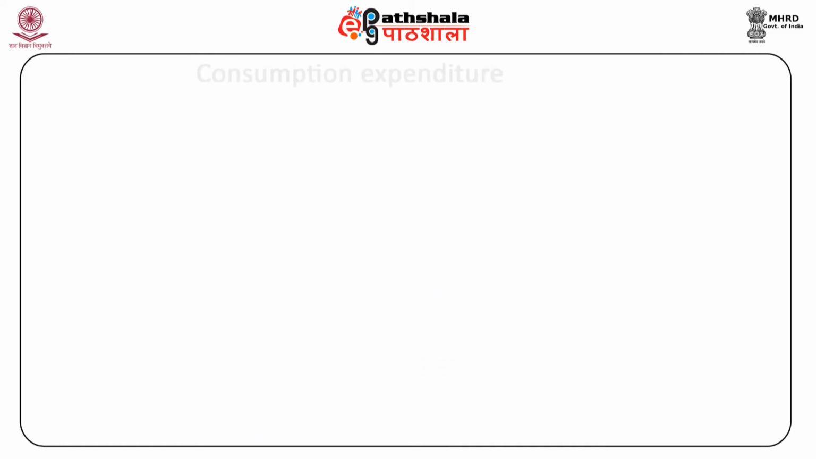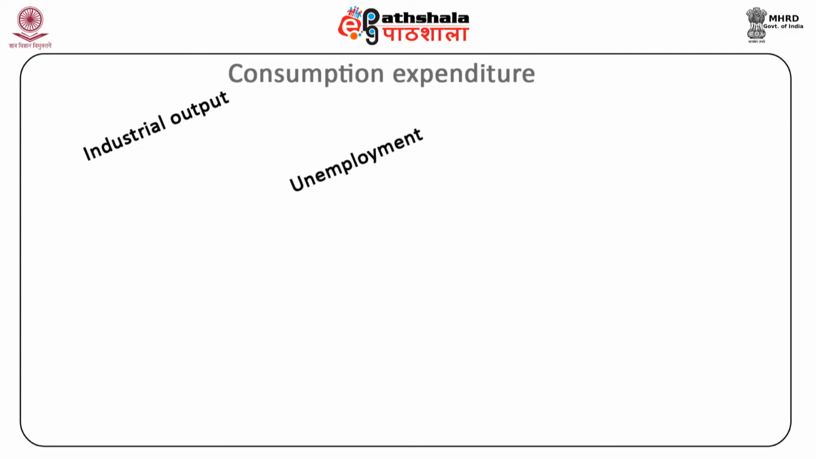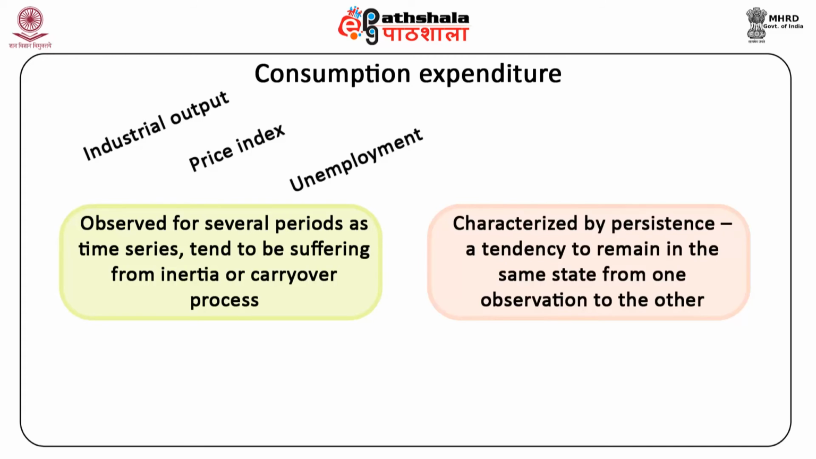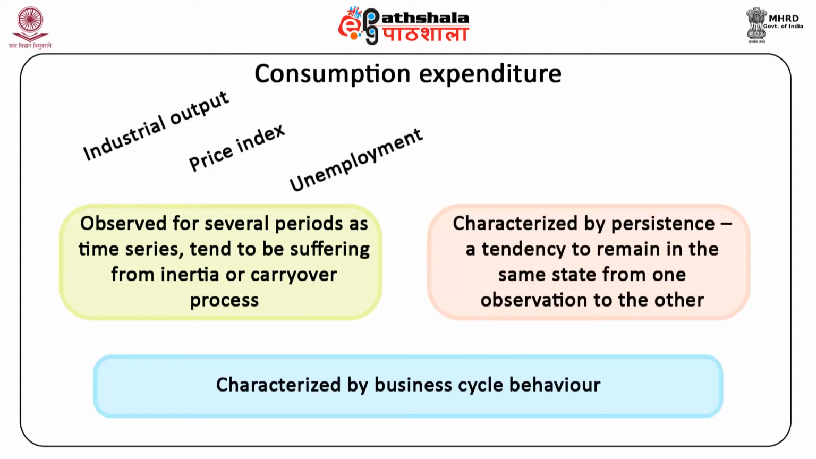Moving on to another cause of autocorrelation, which is inertia. Many variables such as consumption expenditure, industrial output, unemployment, price index, etc., when observed for several periods as time series, tend to suffer from inertia, also known as a carryover process. This may be characterized by persistence, a tendency to remain in the same state from one observation to the other. They could also be characterized by business cycle behavior.